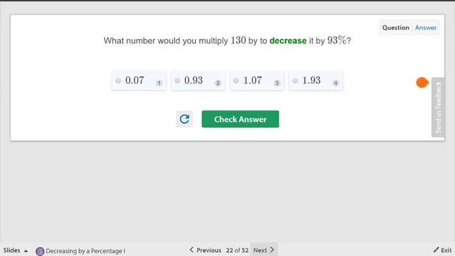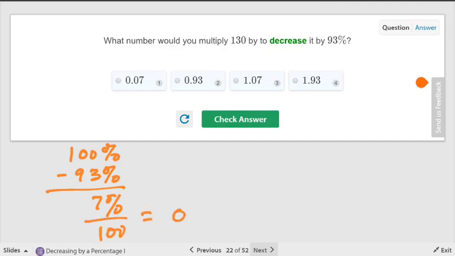What number would you multiply 130 by to decrease it by 93%? So it's a decrease. So you take what percent? 93% from 100. 100% minus 93% gives you 7%. Change that by dividing by 100 and it gives you 0.07. And do you see that up there? There you go.